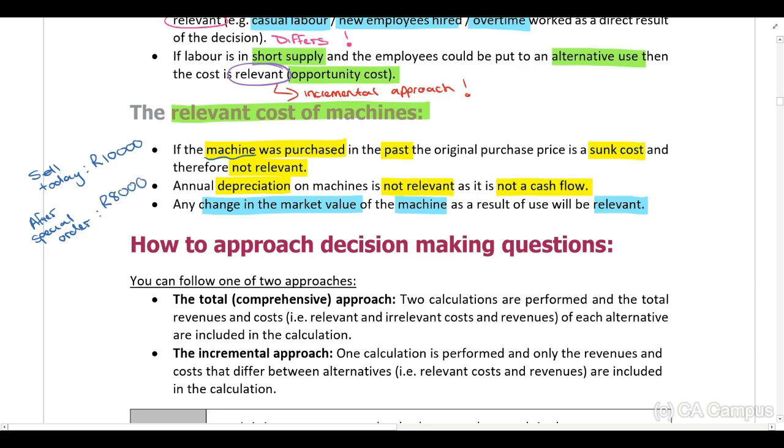You guys can see that the change in the market value of the machine, the decrease of 2,000 Rand, is a direct result of this order. The company would like to sell the machine, and if they sell it today, they can sell it for 10,000 Rand. However, they need the machine for this order. If they use it for this order, they can only sell it for 8,000 Rand after the order. So because of this order, the market value of the machine has dropped by 2,000 Rand. So the relevant cost that will be applicable to this order is the 2,000 Rand, the decrease in the market value of the machine.